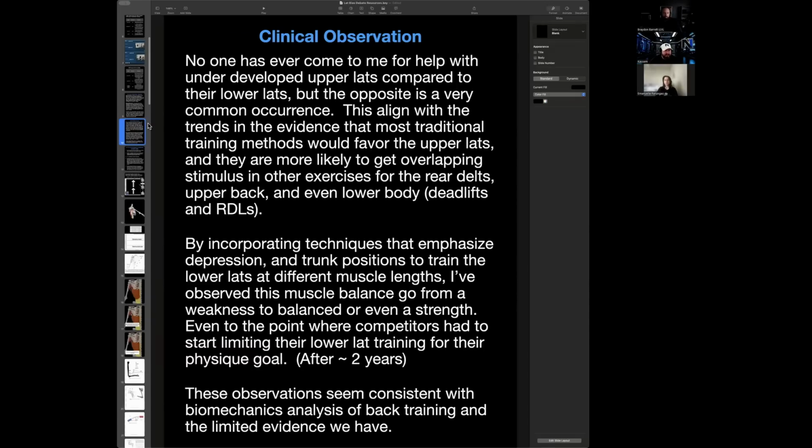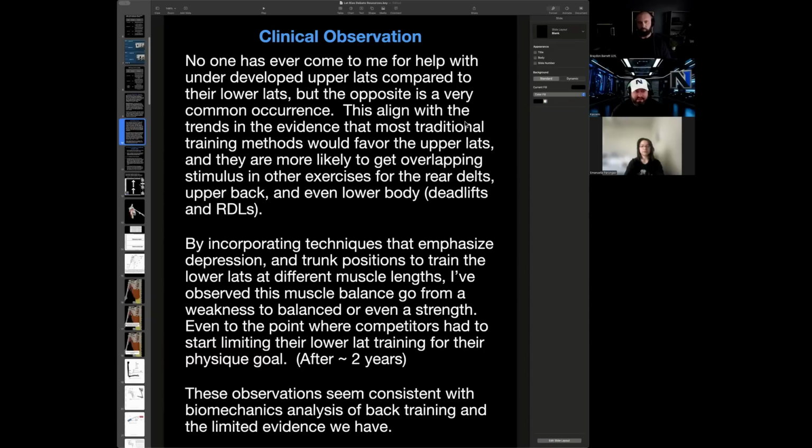Okay. So my clinical observation is basically no one has ever come to me for help with underdeveloped upper lats. Now that's not respective to their actual size, but just how that size fits their physique. But the opposite is quite a common occurrence, right? This aligns with the trends and evidence that most traditional training methods would favor the upper lats. And that's looking at a variety of things, and then also the overlap we get from other exercises, because when we look at things we're doing for the upper back, even for the lower body, RDLs, deadlifts, etc., we are working that kind of protraction, retraction action in those, and then there's similarities between upper back and upper lat movements as well. Everything's more similar, right?